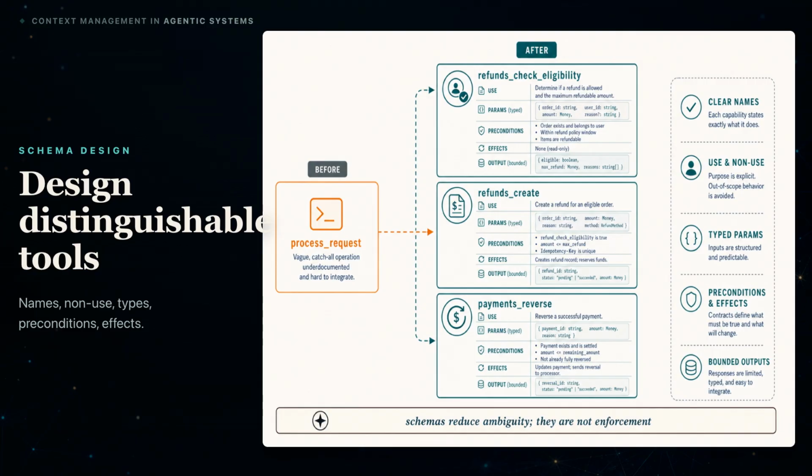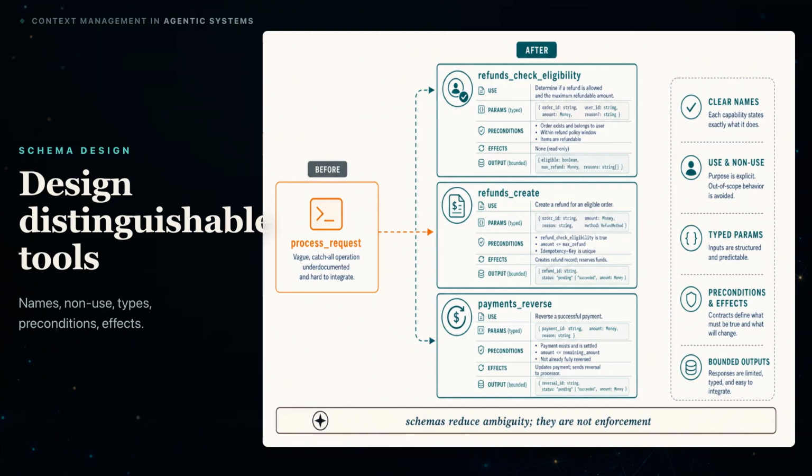Retrieval cannot rescue a catalog whose tools are indistinguishable. Avoid generic names, such as process request. Name the action and object. Refunds check eligibility, refunds create, and payments reverse. Describe both use and non-use conditions. Replace open text with typed identifiers, enums, units, and bounded fields where the business contract allows it. State preconditions and effects explicitly, including whether the tool only reads, or whether it can send a message, move money, or change order state. Define outputs for the next decision, not as an uncontrolled document dump.